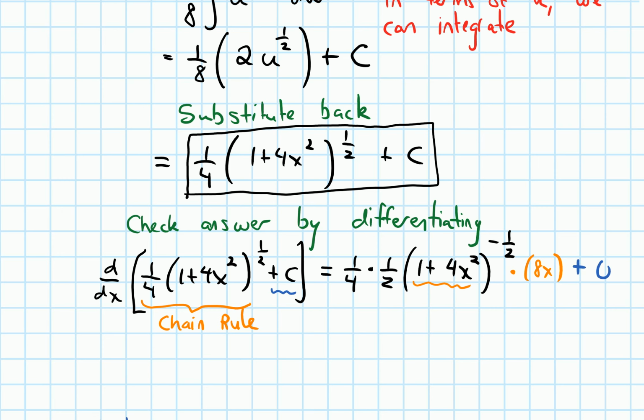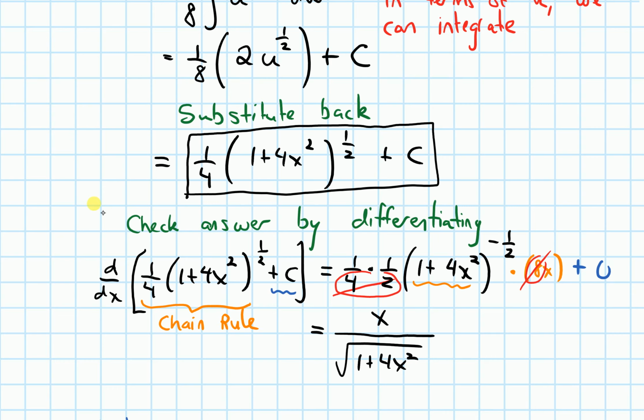Okay, now we can simplify a little bit. So 4 times 2 would become 8, and that 8 is going to cancel with this 8, so those would cancel. And so the x that's next to the 8 would still be there. And if I bring this 1 plus 4x squared to the -1/2 term to the denominator, it makes the exponent positive. And then the positive 1/2, that's a square root. So I'd get square root of 1 plus 4x squared.